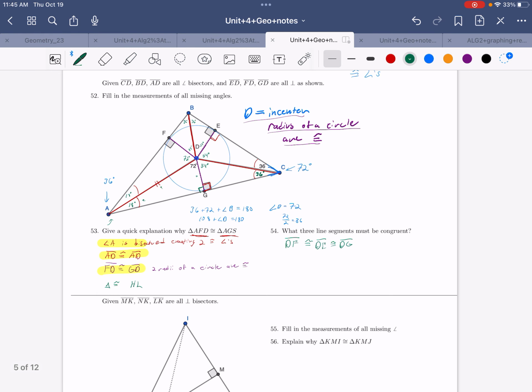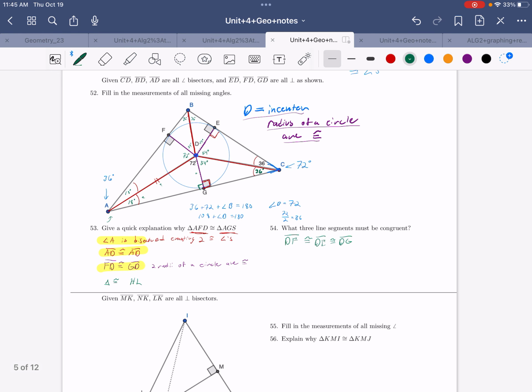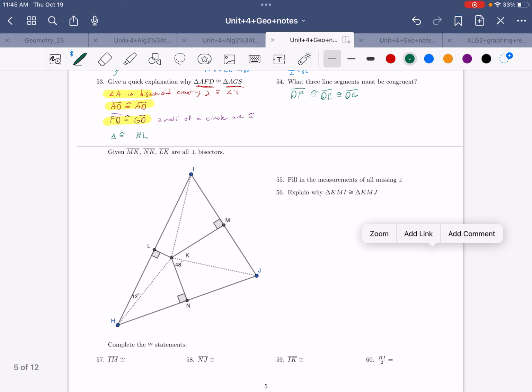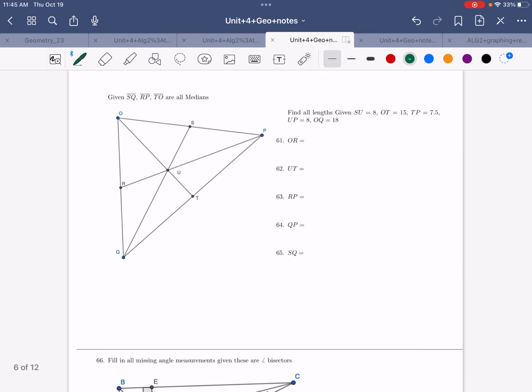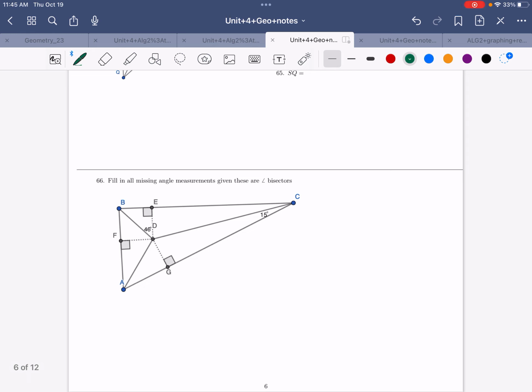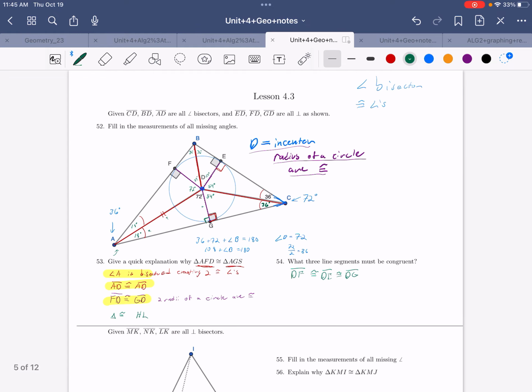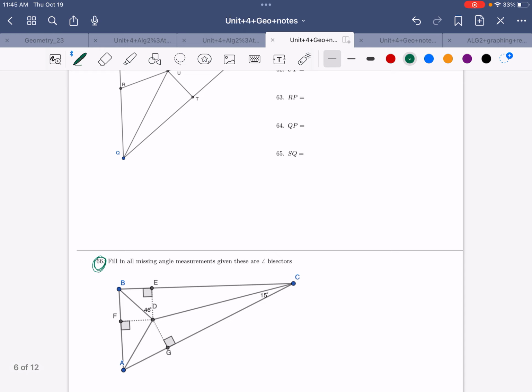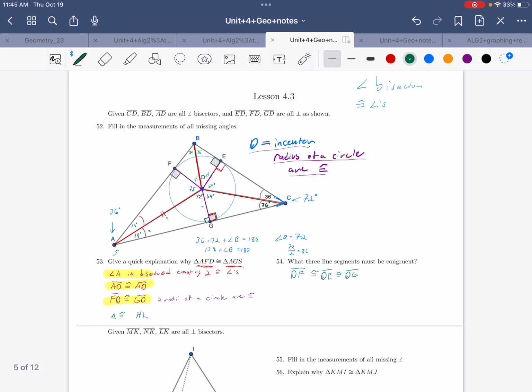All right, so that is the angle bisectors, right? We also have perpendicular bisectors we want to talk about. We have medians that we want to talk about. And there, again, are angle bisectors. So at this point, you might want to go through and just do number 66, because number 66 is exactly like number 52. So given that those are all angle bisectors, why don't you fill in all of the angles, okay? So why don't you pause this video right now and fill those in.